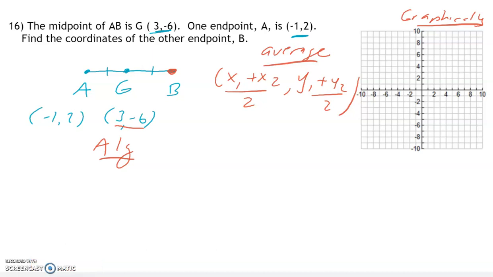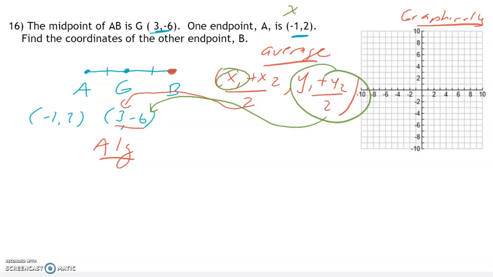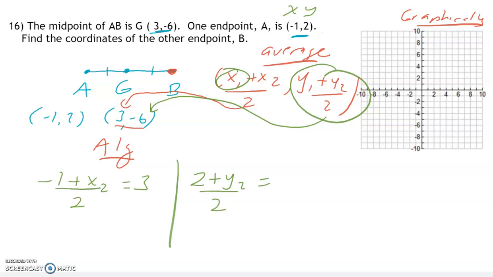This time we know the midpoint, which is (3, -6). If you add the x values up and divide by 2, it's equal to 3. If you add the y values up and divide by 2, it's equal to the midpoint y value of -6. One of the x values is -1, so we have -1 plus the second x value over 2 equals 3. For the y's, one endpoint's y value is 2, so 2 plus the second y value divided by 2 has to equal -6.